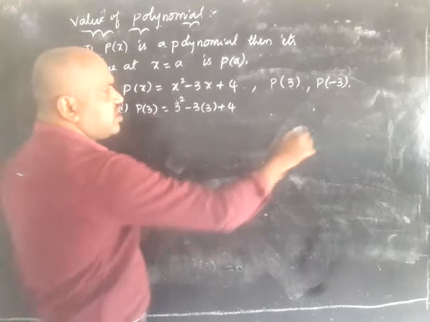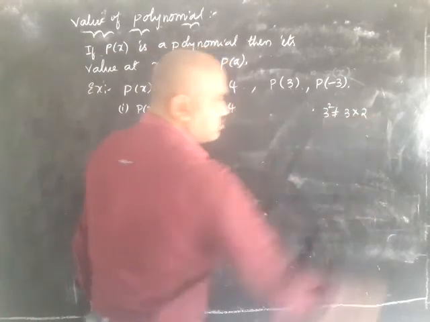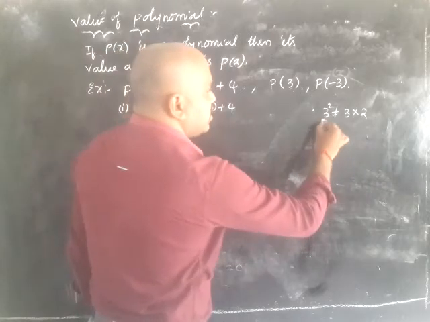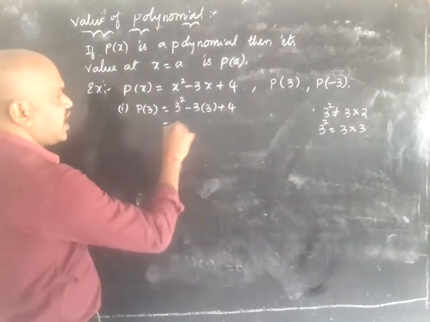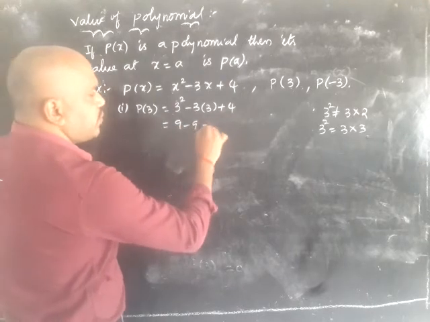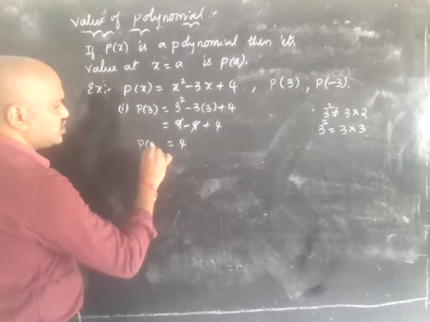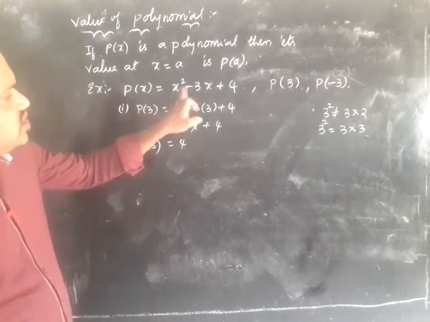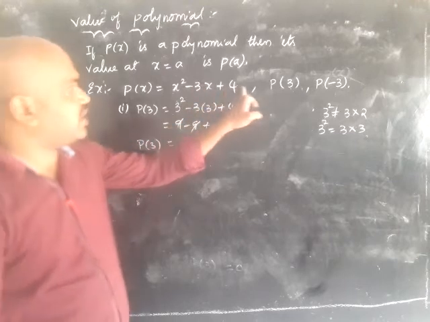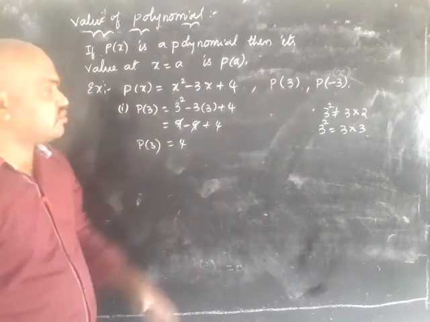3 square is not equal to 3 into 2. It is 3 square is equal to 3 into 3. That is 9 minus 9 plus 4. 9 minus 9 is 0. So p of 3 value is 4. So the value of the polynomial p of x is equal to x square minus 3x plus 4 at x equal to 3 is 4.